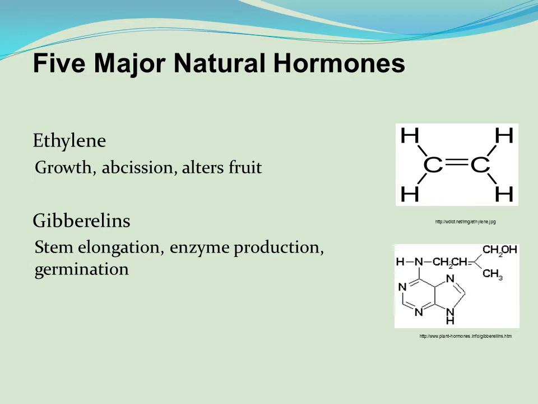The final two are ethylene, which stimulates shoot and root growth, abscission of leaves and flowers, and can alter the fruit, and gibberellins, which promote stem elongation, enzyme production, and germination.